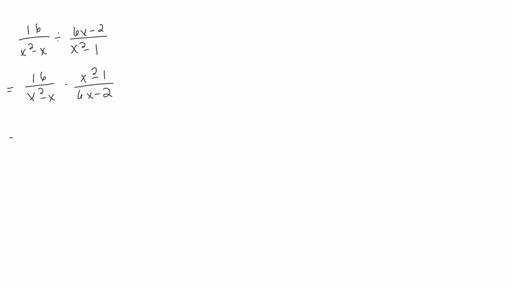All right, then we factor. First numerator is as good as it's going to get. There's nothing you can do to 16. If you wanted to, you could write it as like 2 times 8 or 2 times 2 times 2 times 2.